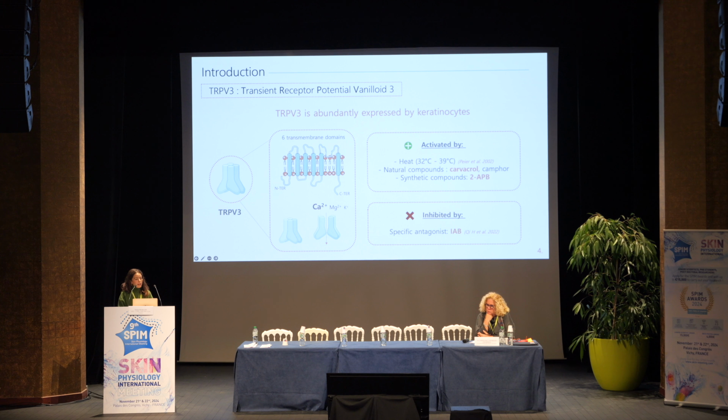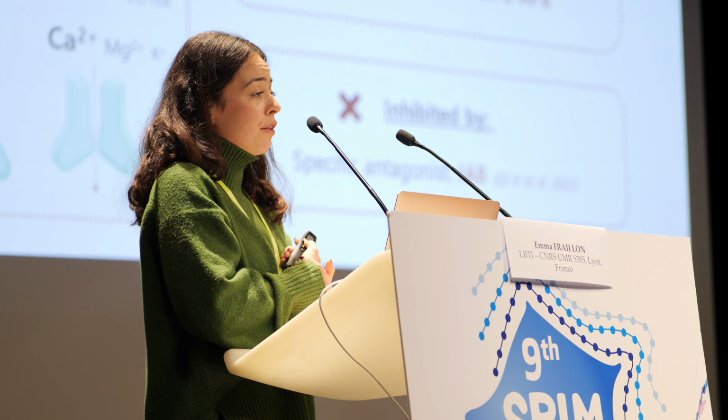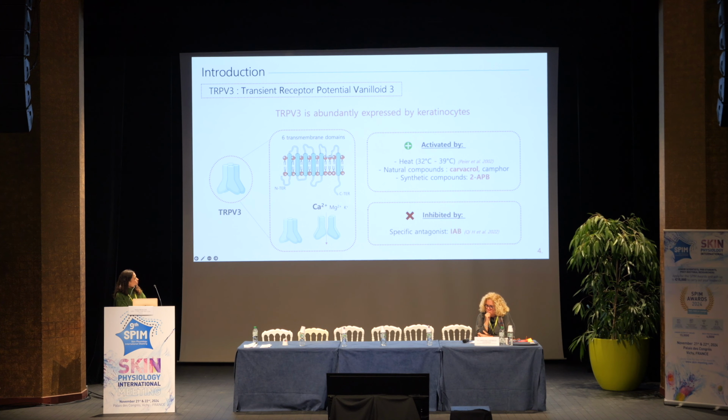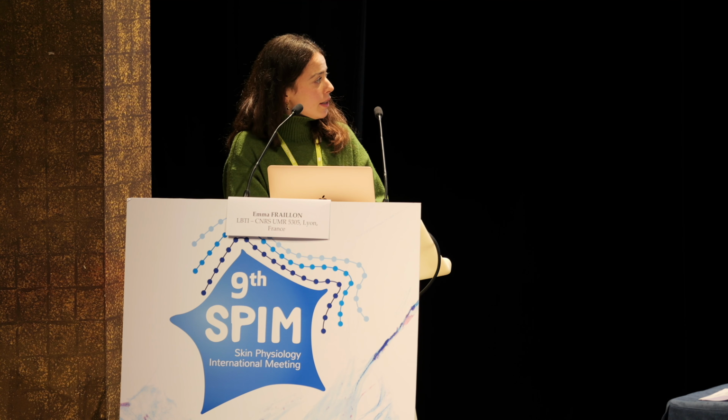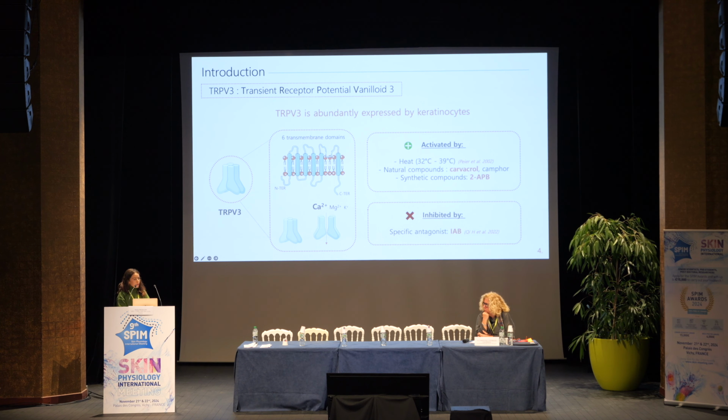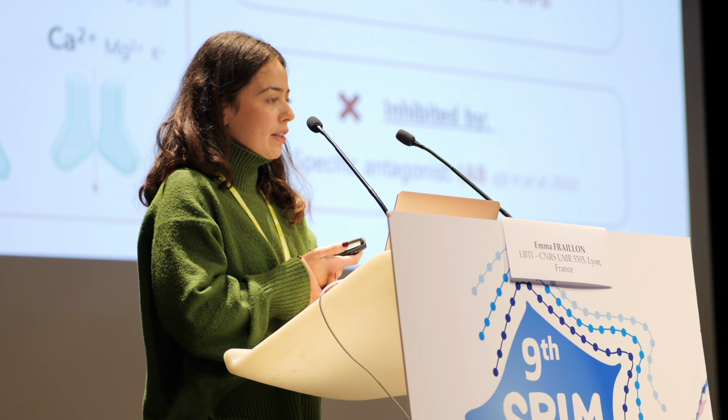There are several ways to activate the TRPV3 channel. The first one is heat, with thresholds of activation between 32 and 39 degrees. But you can also activate TRPV3 with some natural or synthetic compounds like carvacrol or 2-APB. TRPV3 can also be inhibited by using some specific antagonists like IAB, for example, which is the one I use in this study.